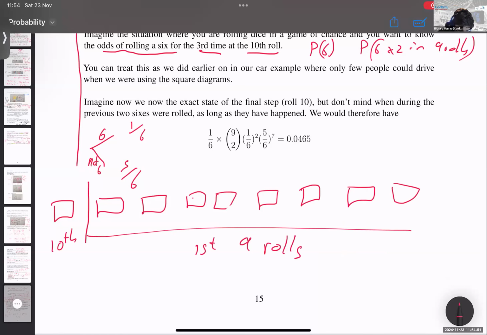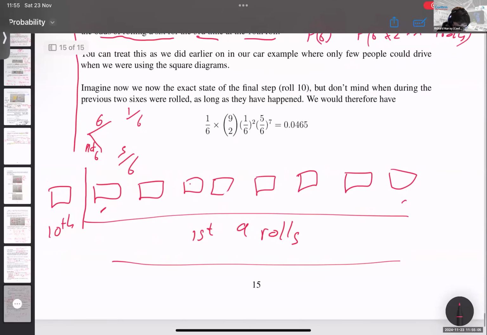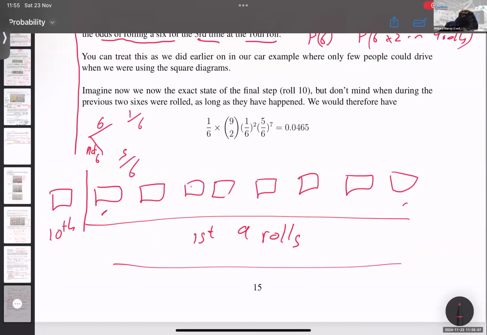I don't really mind whether our first success was here or our second success was in our last one. It doesn't matter to me the order, which means that this part is a very good candidate for a Bernoulli trial calculation. And that's what we do. We want to get 2 successes in the first 9. So it's 9 choose 2.